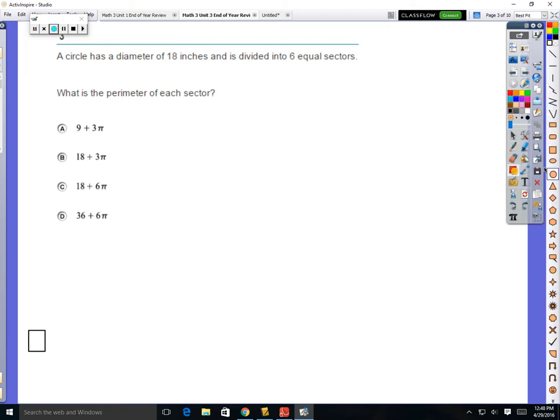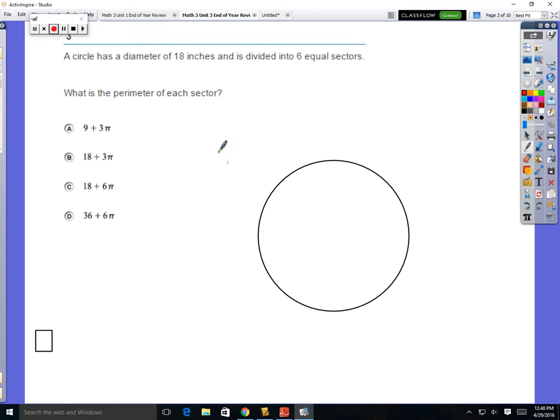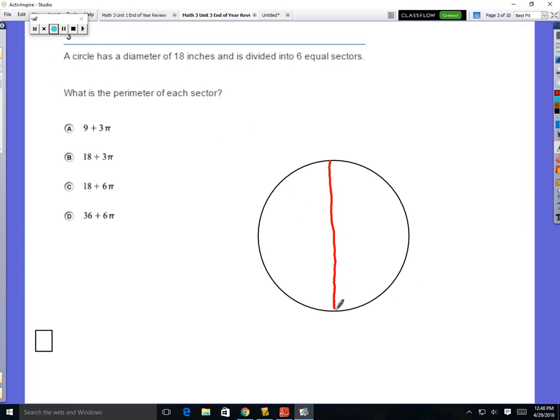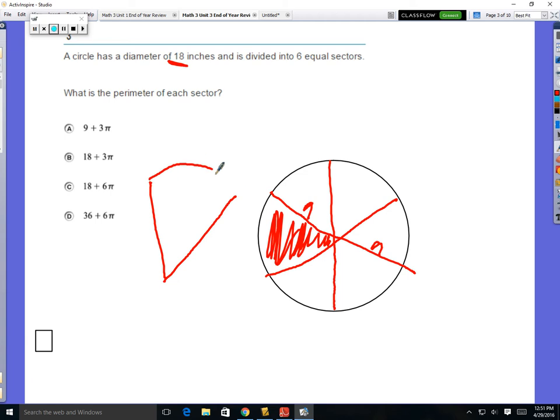Okay, number 3. A circle has a diameter of 18 inches divided into 6 equal sectors. So each radius is 9 because the diameter is 18. You need to find the perimeter of one of the sectors. One of the sectors is one of these chunks, like one of the slices of pizza. It looks like an ice cream cone. That's 9, that's 9. You need to find the arc length.